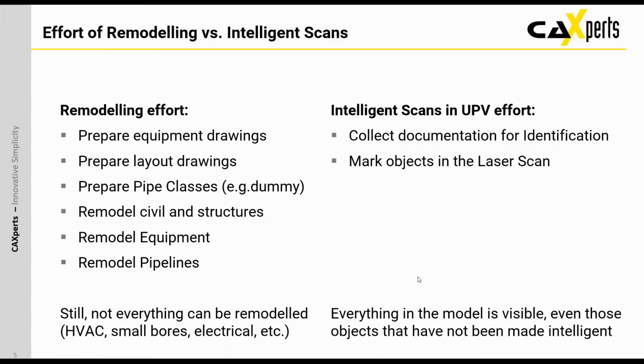So what is the effort with making scans intelligent in UPV? Well, yes, you still need to collect the documentation for identifying the objects in the scan. So this is a time effort similar to the preparation of documents and drawings for remodeling. And you have to mark the objects in the laser scan. That's it. But even those objects, not made intelligent, are still visible and identifiable. So it's something you can cope with.